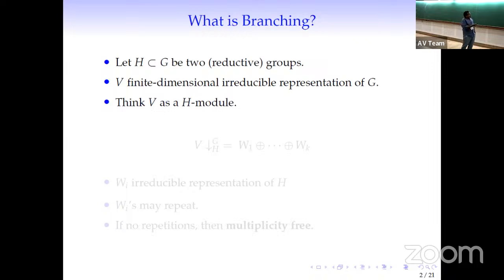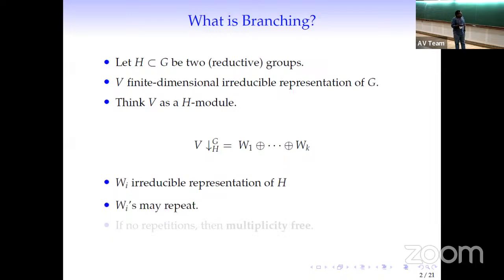And why did I take reductive groups? I have to make sure that the restriction is completely reducible. Otherwise, I can't talk about the branching problem. If you take reductive groups, then it will be completely reducible, and some constituents will come. These W_i are the irreducible representations of H. These W_i can repeat; it can happen that W_1 and W_2 are the same. If there are no repetitions, then we call this branching multiplicity free.